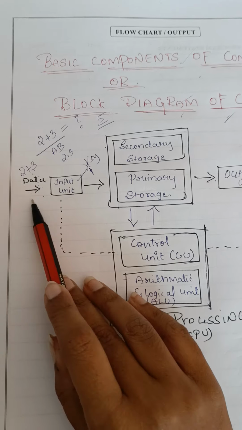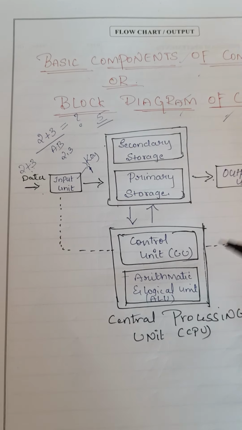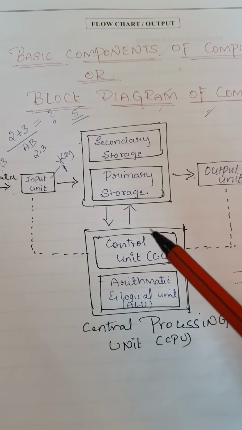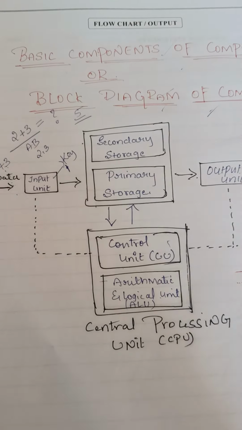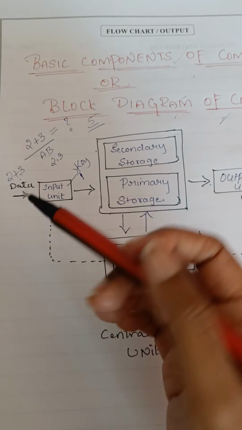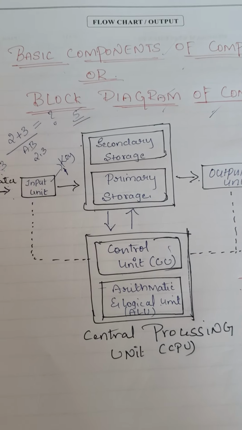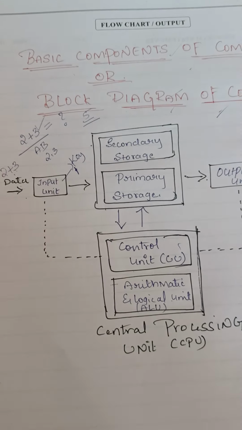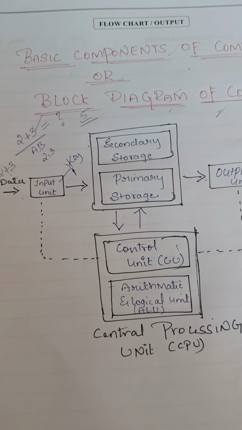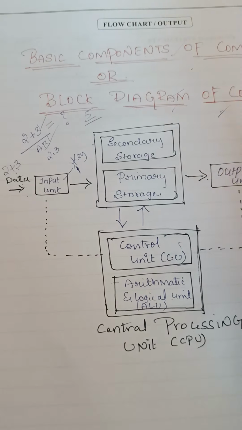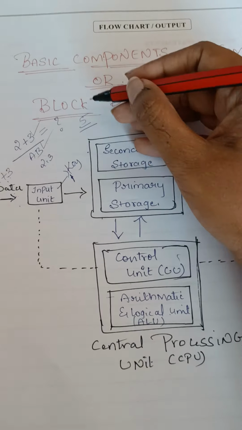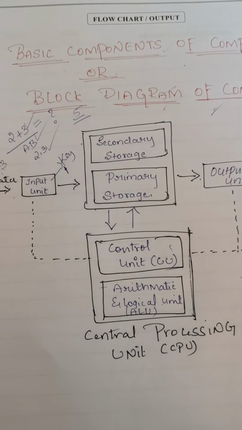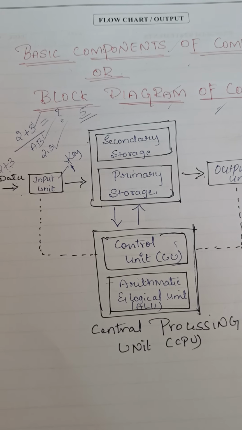First, data input unit, secondary storage, primary storage, control unit, arithmetical logical unit, output unit. These are the different components and basic parts of the computer. Students, we can give data to the computer in many ways. We can give data in the form of numbers or integers, or in the form of alphabets, or in the form of floats. Float means decimal points. Like this, in many ways we can give input to the computer.